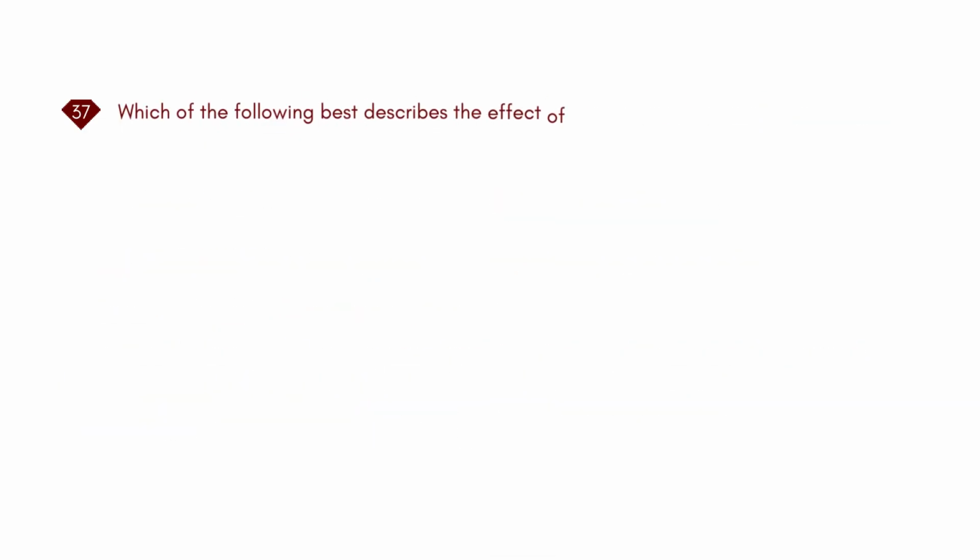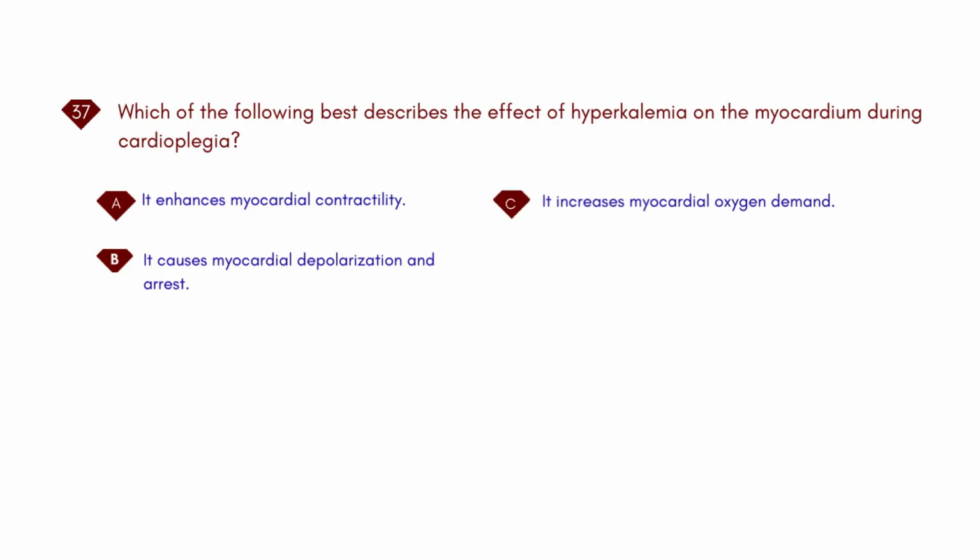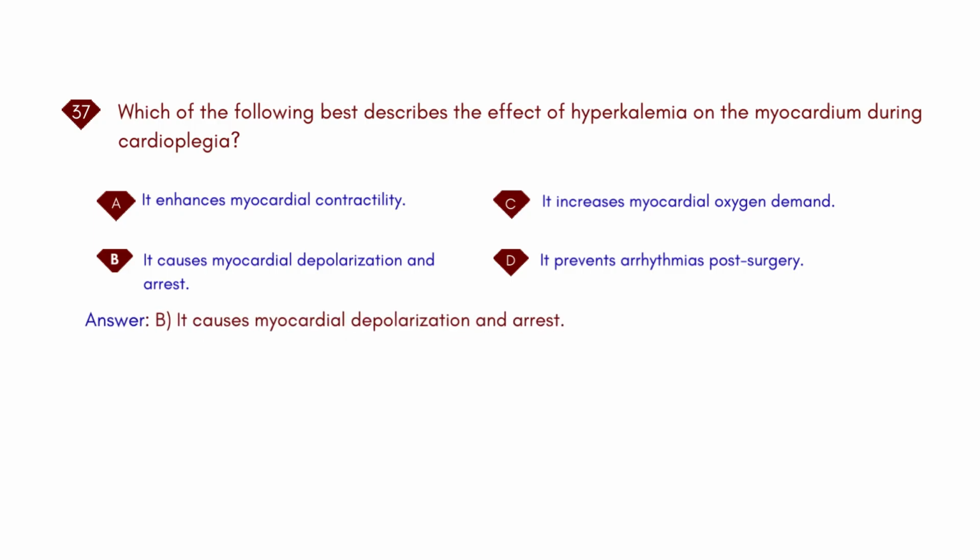Which of the following best describes the effect of hyperkalemia on the myocardium during cardioplegia? A. It enhances myocardial contractility. B. It causes myocardial depolarization and arrest. C. It increases myocardial oxygen demand. D. It prevents arrhythmias post-surgery. Answer: B. It causes myocardial depolarization and arrest.